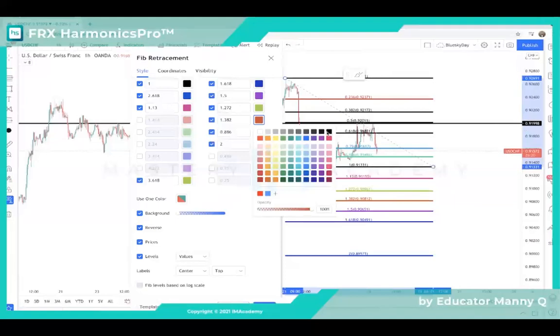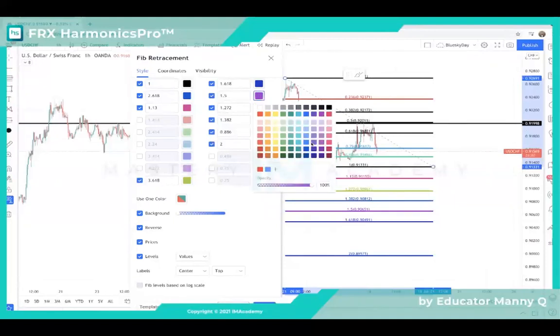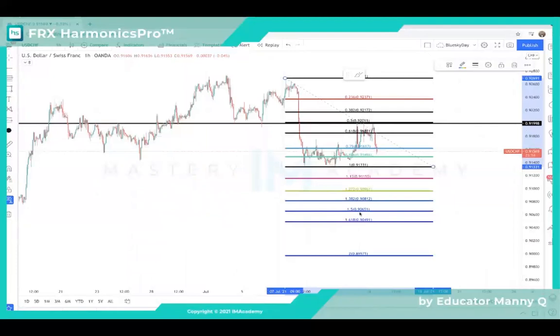Now, when we reverse the fibs, let me get the 138.2. Let's make that blue. Pardon me. Okay, and let's get the 150 and make that blue as well. Give me one second here. All righty. All right, there we go.